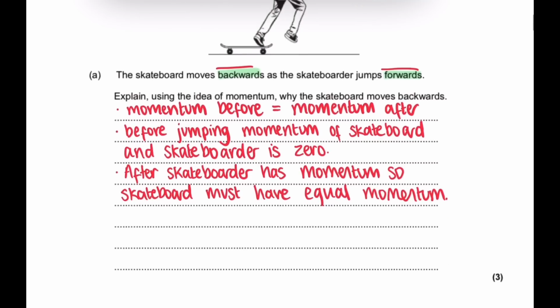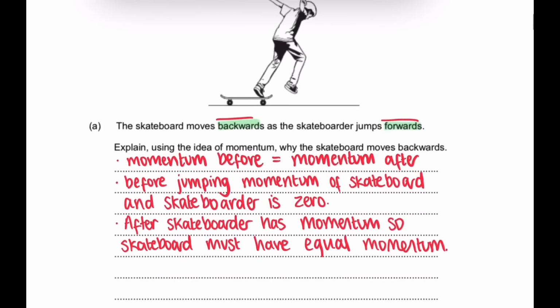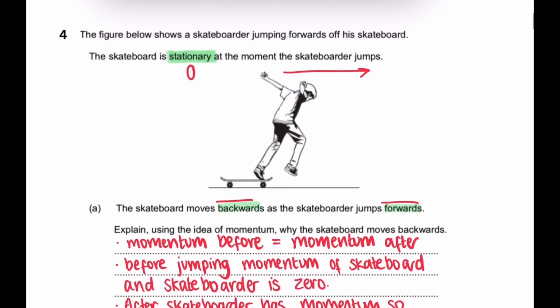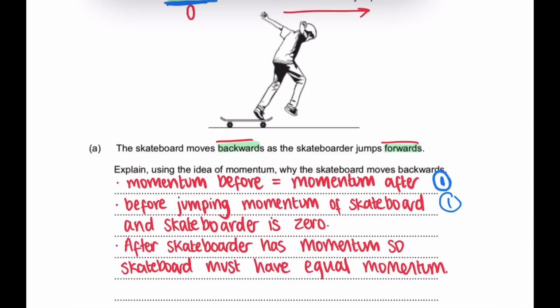So for this question, you have 3 marks. So you will gain marks for just stating that the momentum before was 0 because it is embedded into the question that it is stationary. And just stating that the momentum before equals the momentum after is another mark. And the final mark is after jumping, the skateboarder has momentum forward. So the skateboard must have an equal momentum backwards.